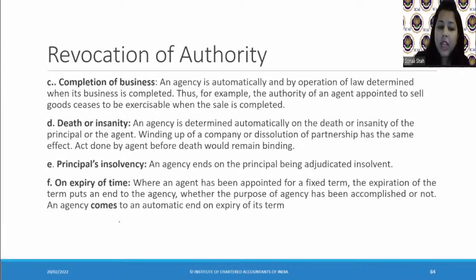The next way of termination of authority is the completion of business. When the business is completed, the agency is automatically terminated. So let's say if a person is appointed to buy 100 grams of gold, when the gold is bought, the authority is revoked.